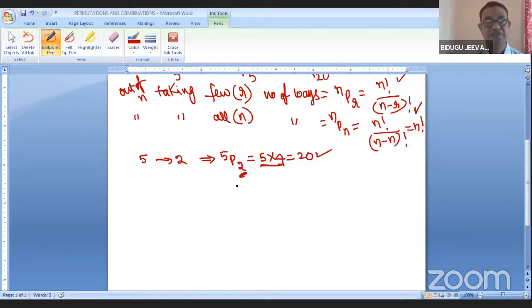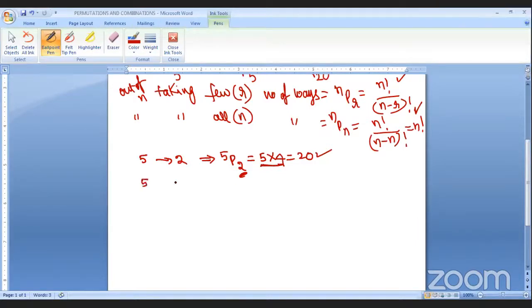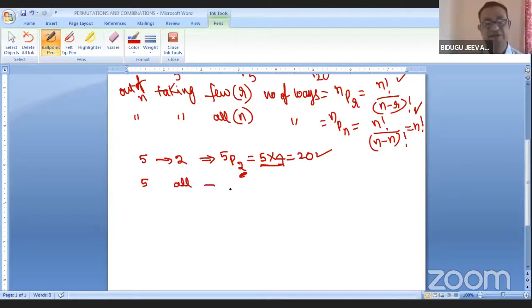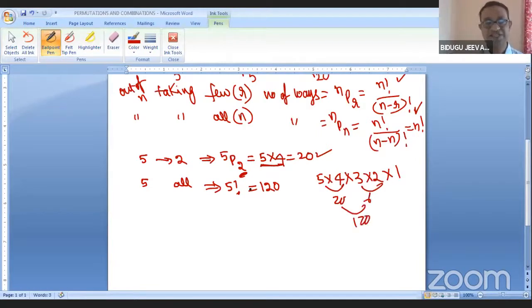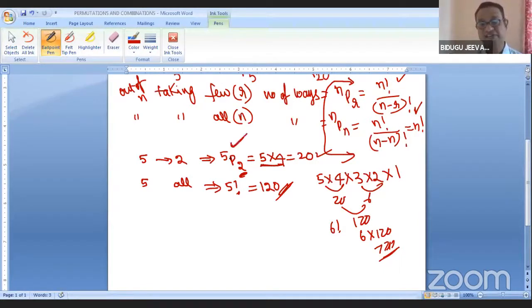Follow my point. See, out of 5, if I want to take all, it is nothing but 5 factorial. 5 factorial is nothing but 120. Remember this one directly: 5 into 4 into 3 into 2 into 1, 120. Just remember this one. Suppose you want 6 factorial, it is nothing but 6 into 120. You can write 720. Few things you need to learn by heart. So here, you need to remember the formulas and also simultaneously remember how to simplify in a simple way. So this is called permutation.